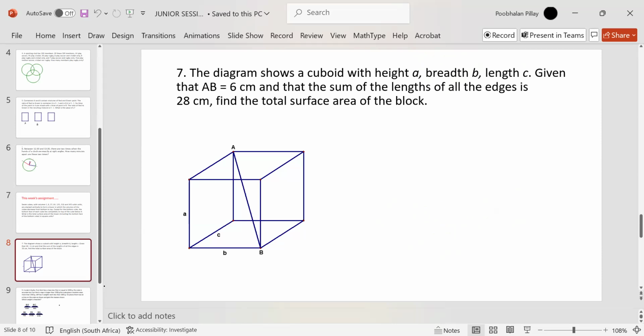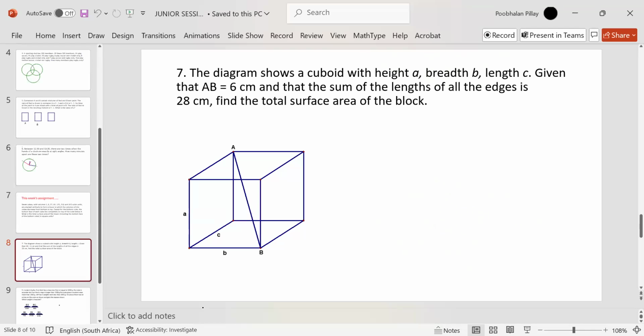So you got this problem here. I said the diagram shows a cuboid. Oh, no, this is what I was talking about earlier on. A cuboid. It's not a cube. So the sides are all different, with height A, breadth B, and length C. Well, you can call these anything, but the three sides are A, B, and C, right? But the way it's drawn, the height is A. Any of these can be the length or the breadth.